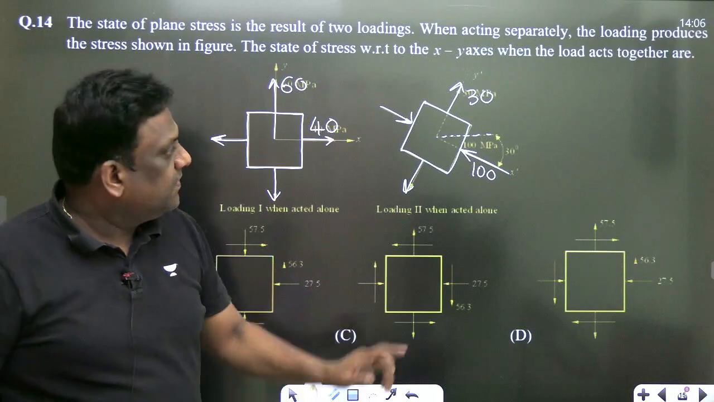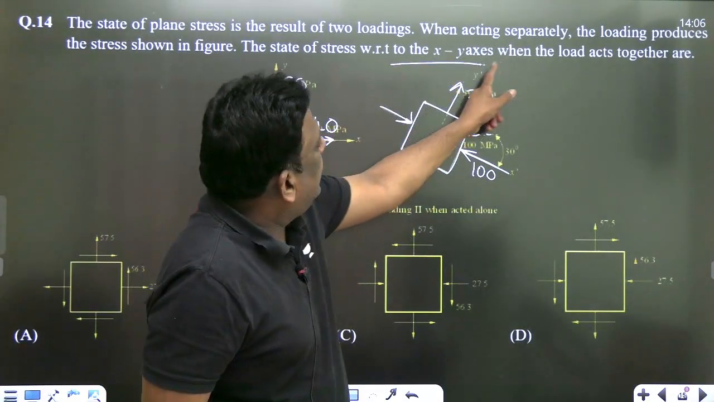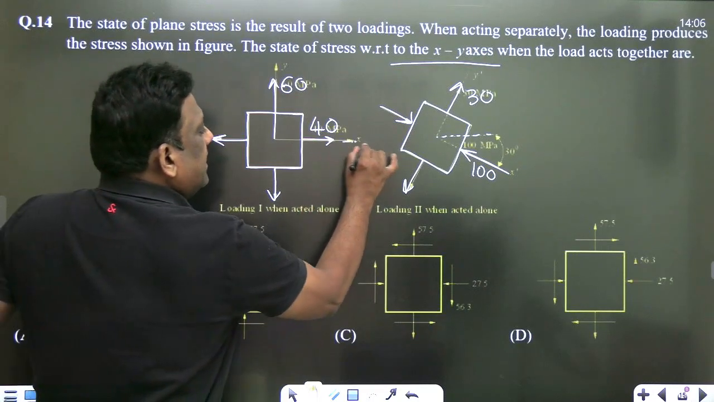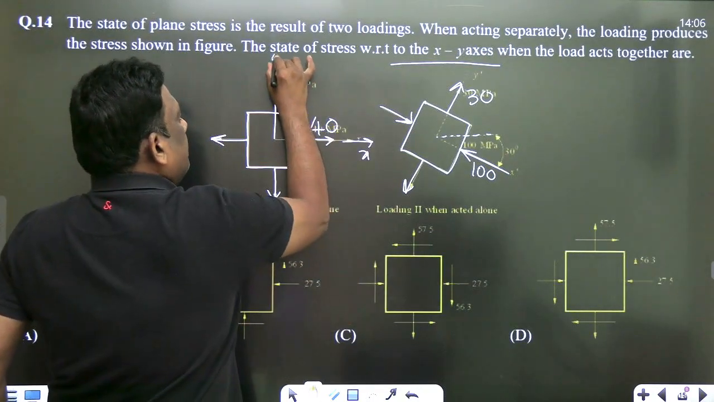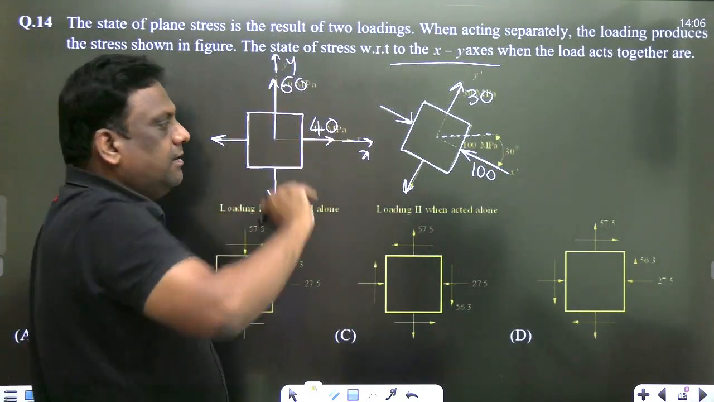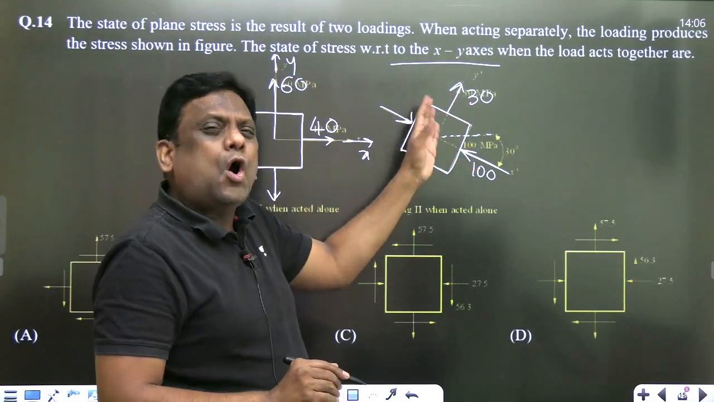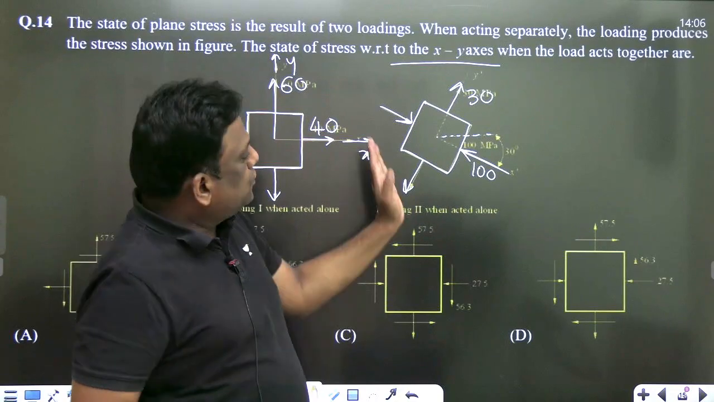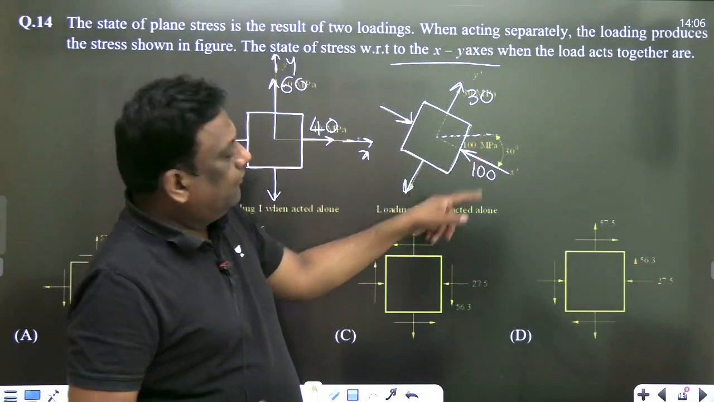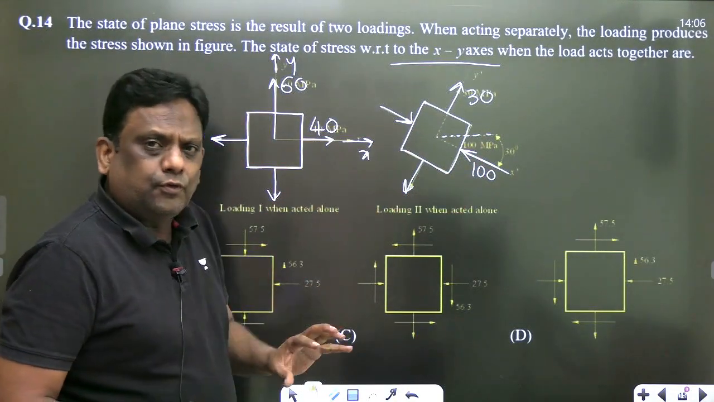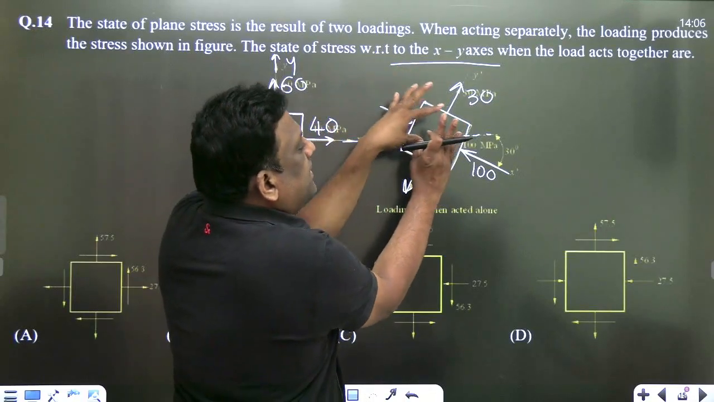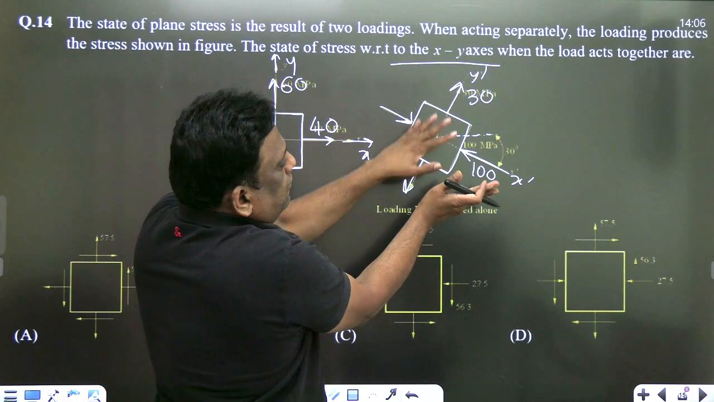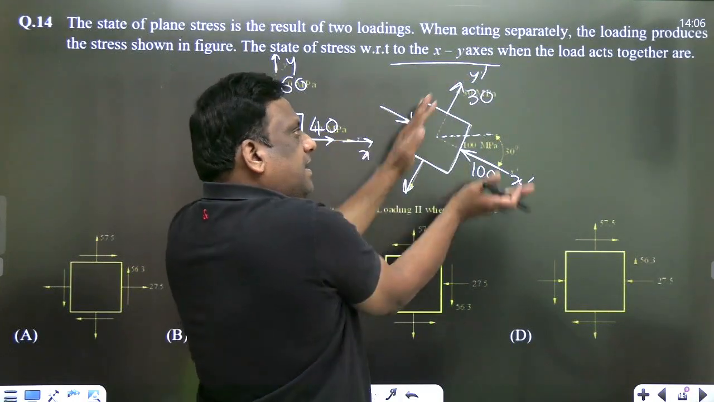He is asking, with respect to XY axis. This one is directly X, Y, listen carefully. There is no problem with this loading, but this loading is on a different plane, which is not on the XY plane. It is oriented at 30 degrees with the XY plane. So what we have to do is, you transform this from X dash, Y dash to XY.